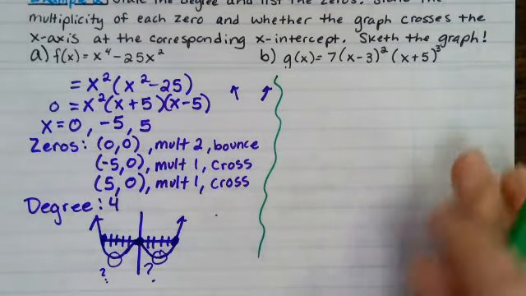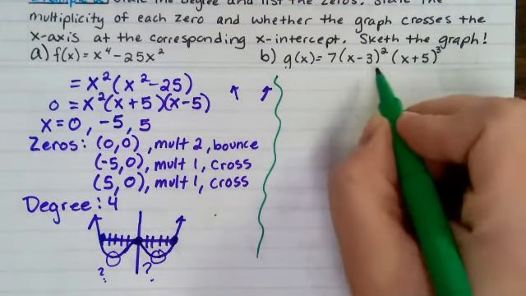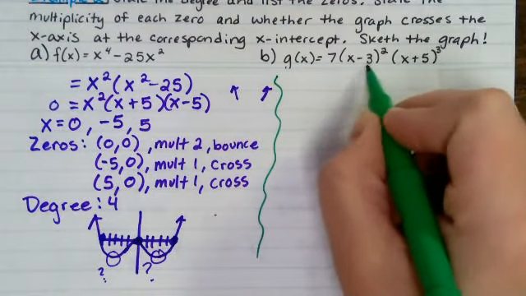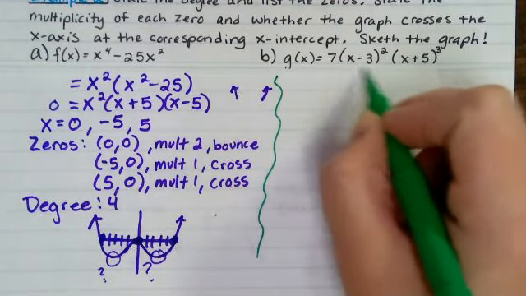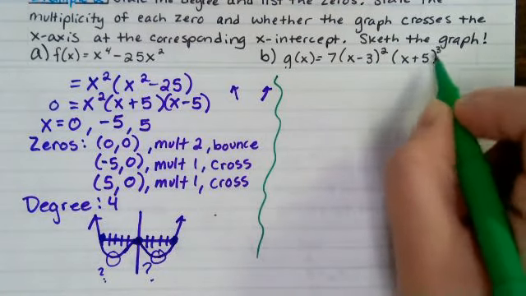All right, so on this next one, they went ahead and factored it for me, which was super duper nice of them. We have right here where I can see there's going to be a 0 at x equals positive 3, and there's going to be one where x equals -5.